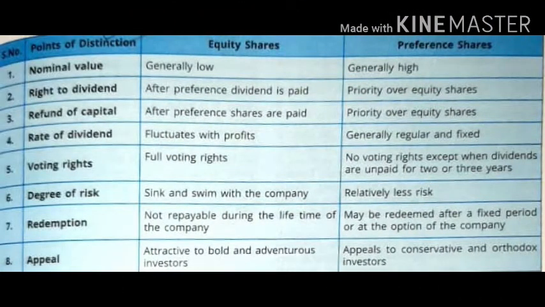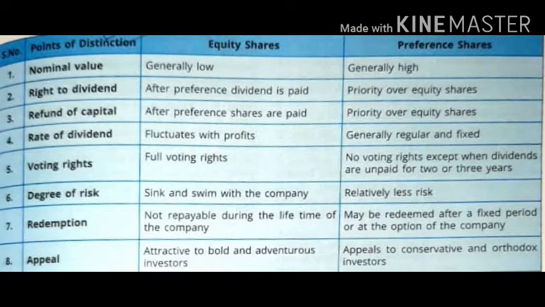Move on to the distinction between equity and preference shares. The first difference is based on the nominal value. The nominal value of equity shares is generally low, and the nominal value of preference shares is generally very high. Second is right to dividend. After preference dividend is paid, as I told you earlier also, equity shareholders are the holders of the last residue. So after the dividend is paid to the preference shareholders, whatever is left out is paid to the equity shareholders.